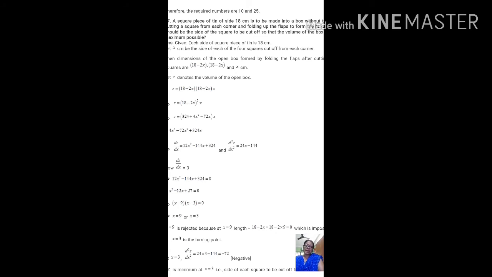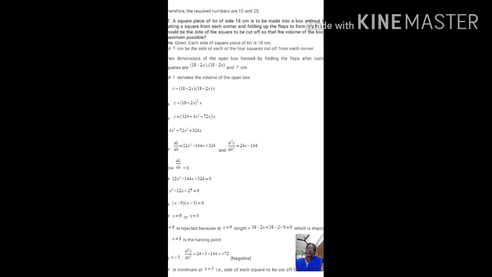So if x centimeter length of a square is to be cut from both sides, then the remaining part of the tin, the length, should be 18 minus 2x. Now if we fold the flaps and it forms a box, then the volume of the box will be what?